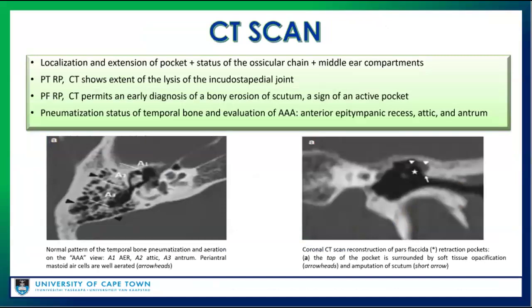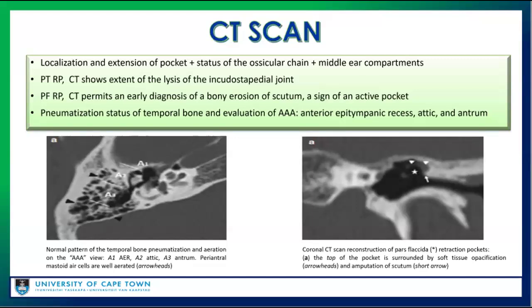Helping us in decision-making is a CT scan. This helps to localize the retraction pocket and assess its extension in the middle ear. It helps us to ascertain the status of the ossicular chain and middle ear compartments. In terms of a pars tensa retraction pocket, the CT scan shows the extent of lysis of the incudostapedial joint. In terms of a pars flaccida retraction pocket, the CT scan will enable us to make an early diagnosis of bony erosion of the scutum, which is a sign of an active pocket.